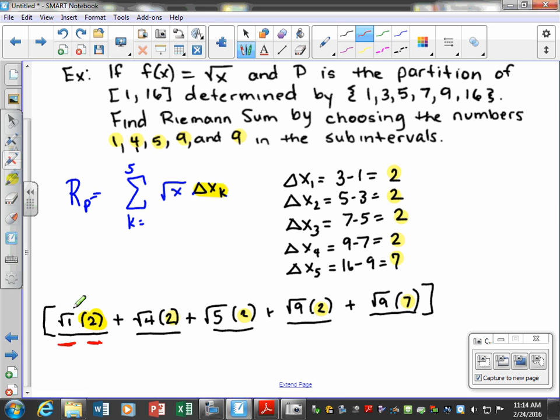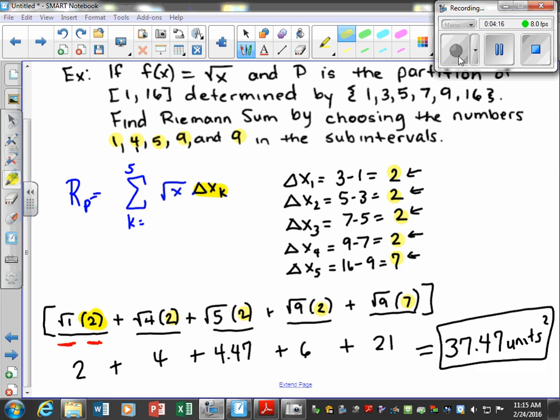So that's my first rectangle. Height times width, height times width, height times width. This is our function evaluated at a particular point, so that gives us a height. And for consistency, these are our widths, so you can see where those came from, and those are the highlighted portions. So when we calculate this all together, we will get a total of 37.47 units squared. So check your calculations there.